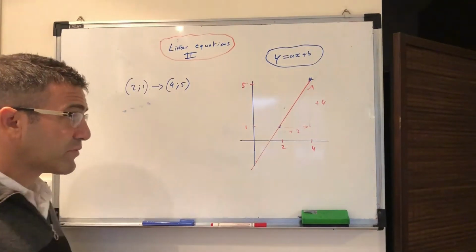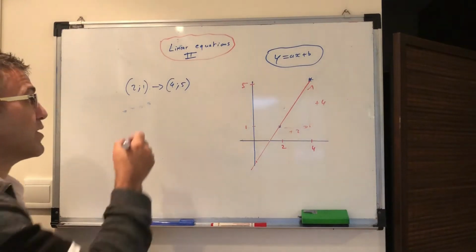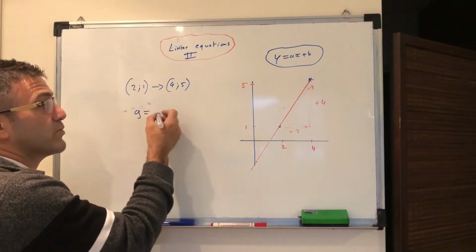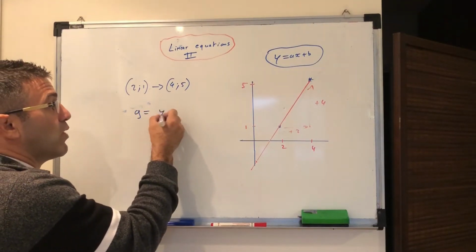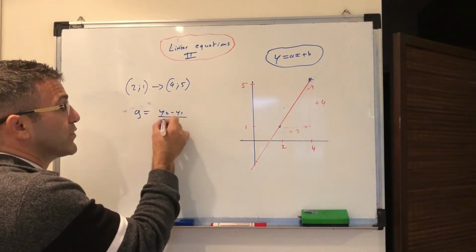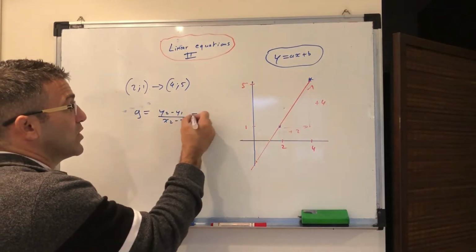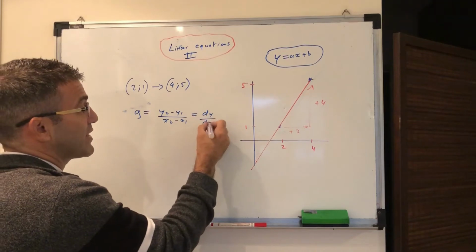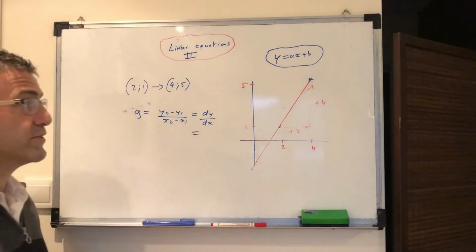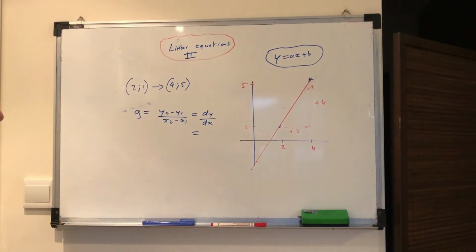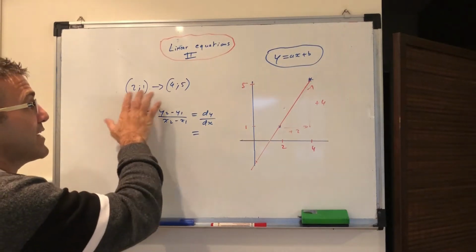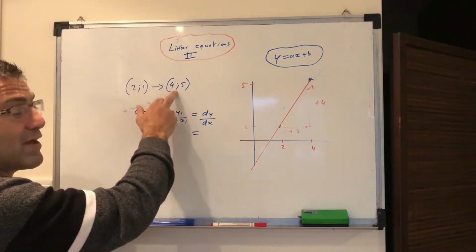So, how do I express this in maths? Well, I can say gradient equals y2 minus y1 over x2 minus x1. Or the rise divided by the run. So the differences in y divided by the differences in x. So remember, these are the x values, 2 and 4, and then 1 and 5 are the y values.